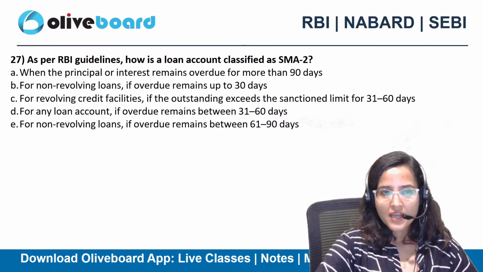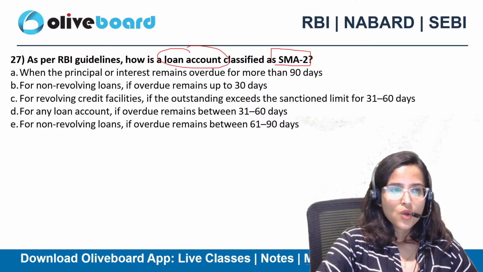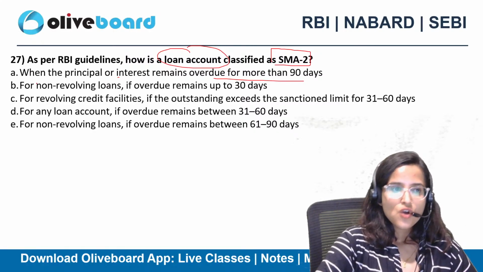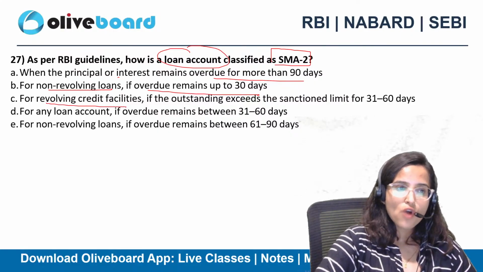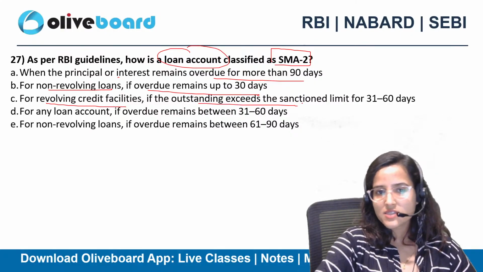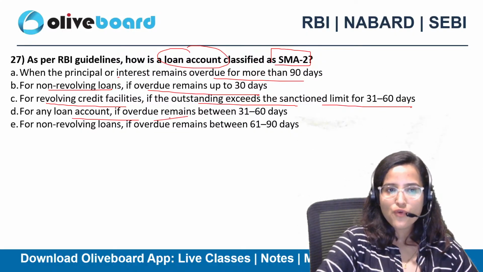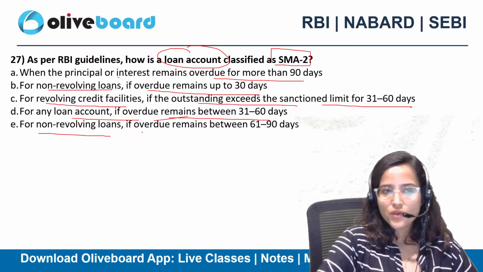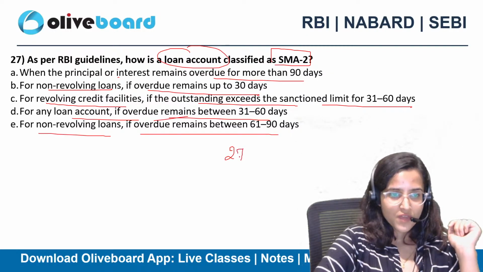As per RBI guidelines, how is a loan account classified as SMA2? When the principal or interest remains overdue for more than 90 days, for non revolving loans, if overdue remains up to 30 days, for revolving credit facilities, if the outstanding exceeds the sanction limit for 31 to 60 days, for any loan account, if overdue remains between 31 to 60 days, for non revolving loans, if overdue remains between 61 to 90 days. 27th question, very easy question.